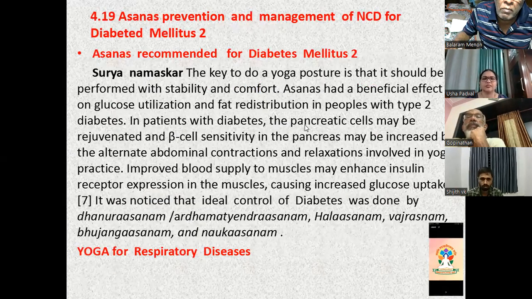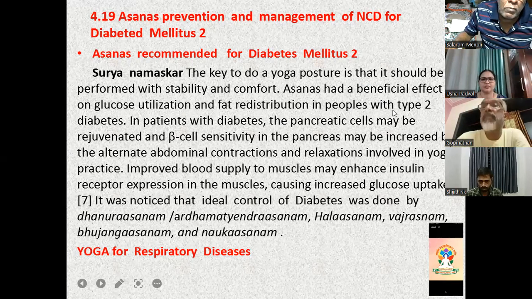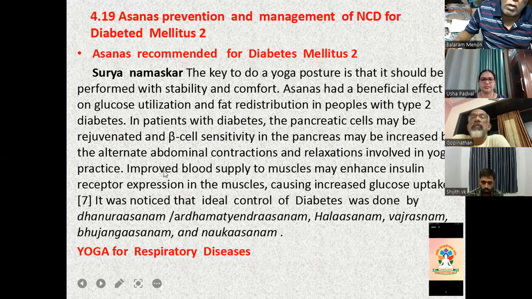Diabetes, asthma. Recommended for diabetes are Surya Namaskar. The key to doing a yoga posture is that it should be performed with stability and comfort. Asanas had a beneficial effect on glucose utilization and fat distribution in people with type 2 diabetes. In patients with diabetes, the pancreatic cells may be regenerated and the beta cell activity and sensitivity in the pancreas may be increased by the alternate abdomen contraction and relaxation involved in yoga practice.